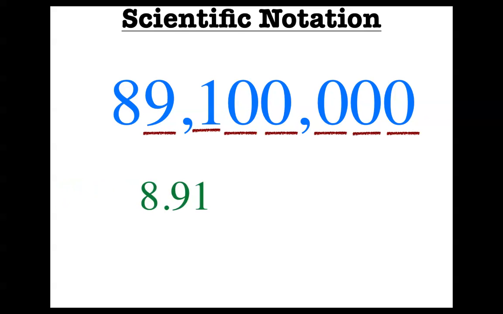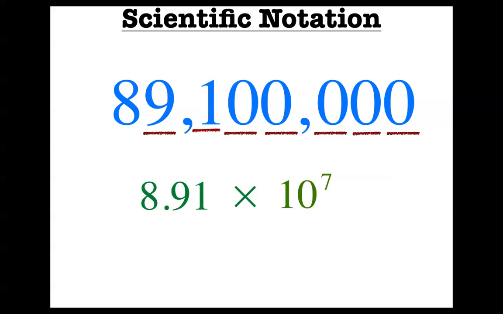So we're going to put 8.91. We don't want 89.1. We don't want 891. We want 8.91. And since we went 1, 2, 3, 4, 5, 6, 7 places, we're going to say it's 8.91 times 10 to the 7th power. So actually writing things in scientific notation is really pretty easy.